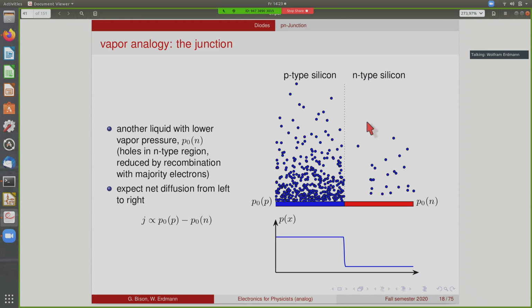Now we form the junction by bringing a second volume here where we have, let's say, a different liquid. So the vapor pressure here will be lower. The lower vapor pressure here, of course, corresponds to the reduced density due to the recombination with the majority electrons. So when you bring these two together and remove the barrier, you expect to see a net diffusion, of course, from the left to the right. So holes, in this case, will move from the left to the right, and you get a diffusion current that is proportional to the difference of densities left and right. The lower plot here shows the density as a function of this coordinate. So it's high on this side and low on that side.